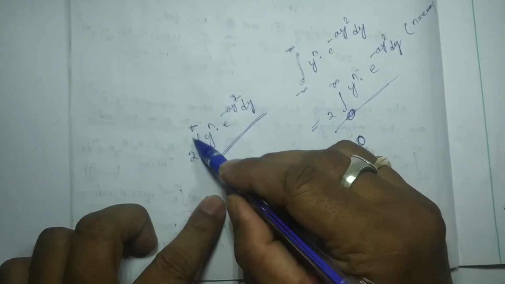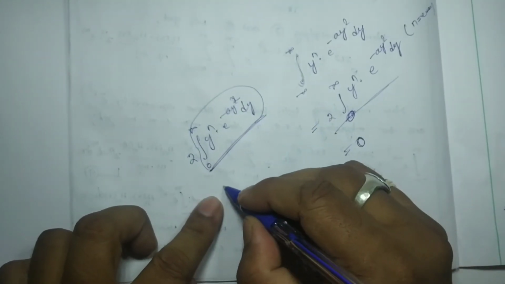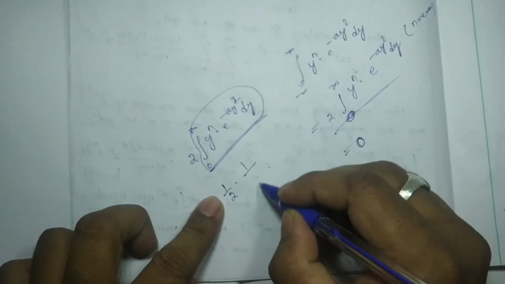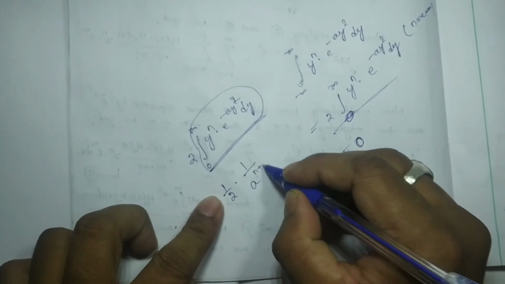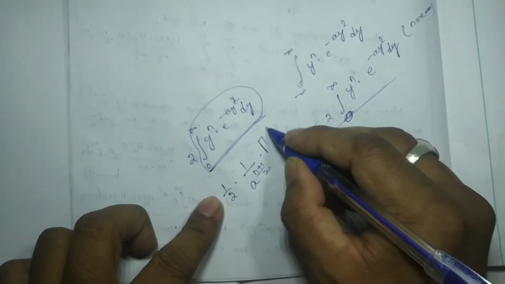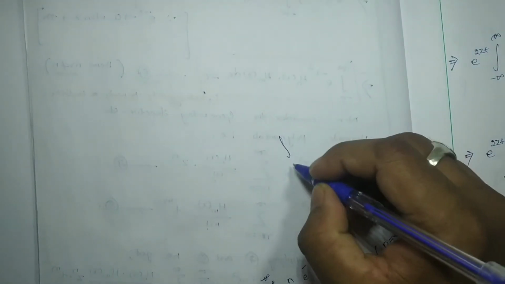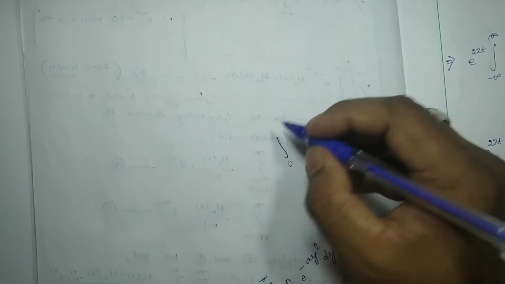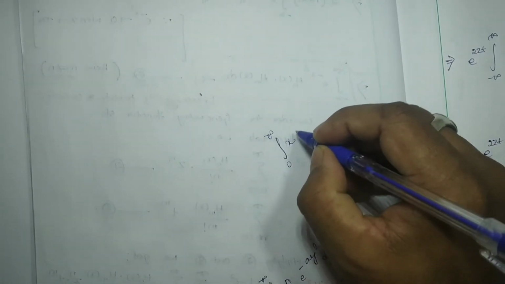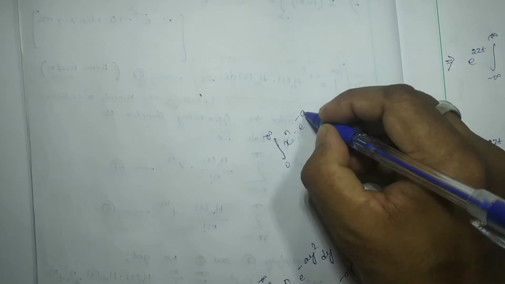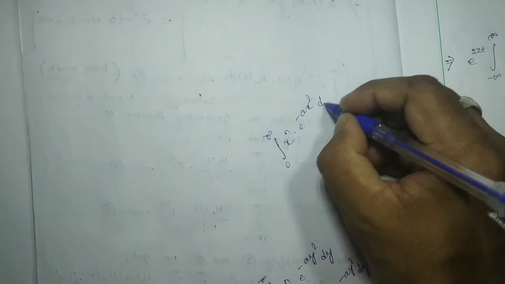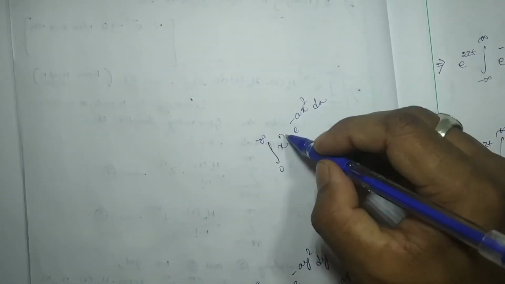Only this integral value is nothing but 1/2 times 1/a^((n+1)/2) times gamma((n+1)/2). This is the general formula. That means for any integration like this, suppose we have the integral from 0 to infinity of x^n e^(-a x²) dx, this type of integration, and this value is anything.